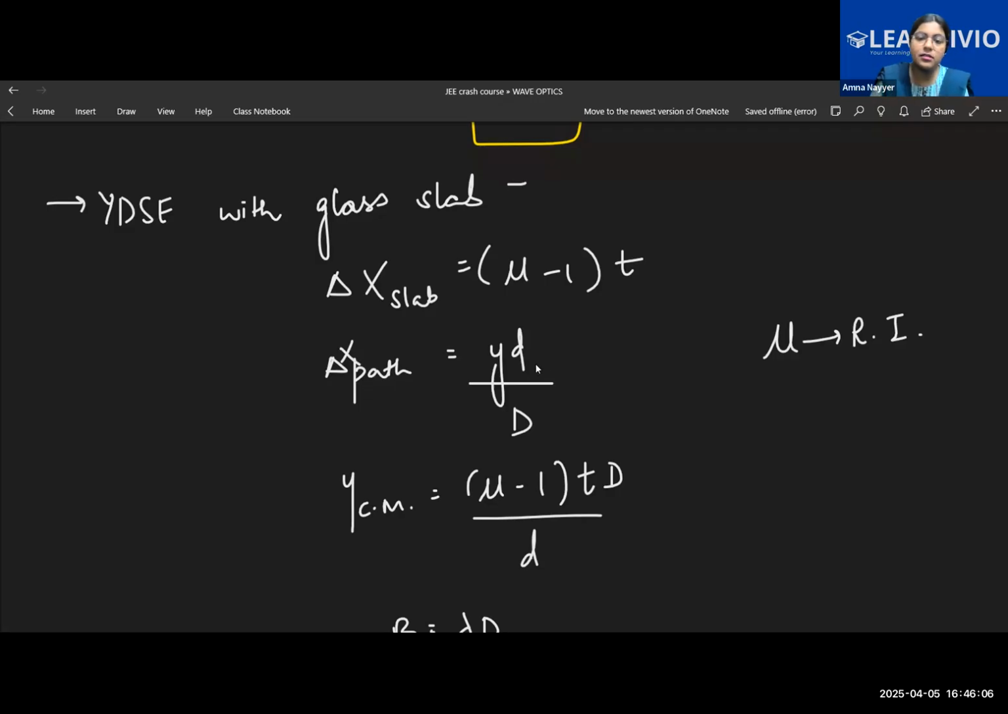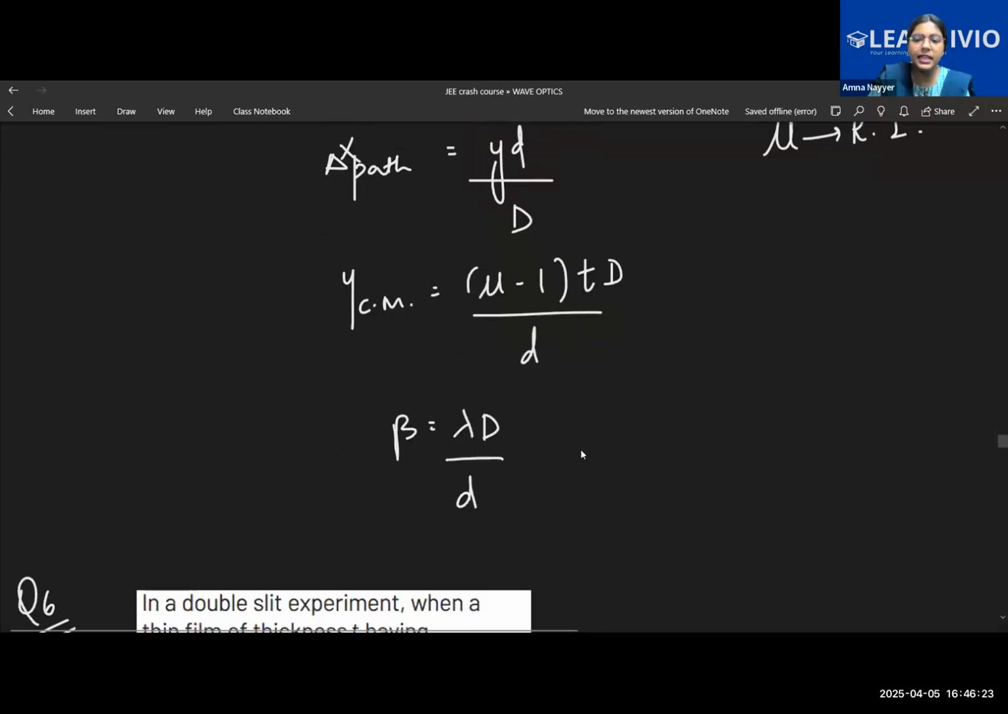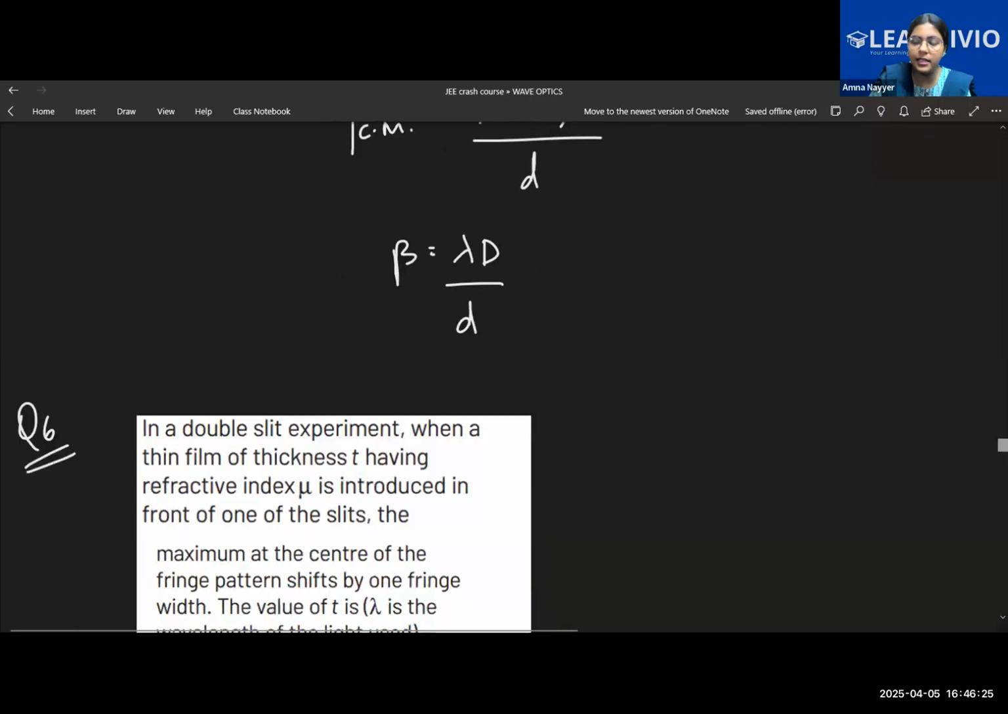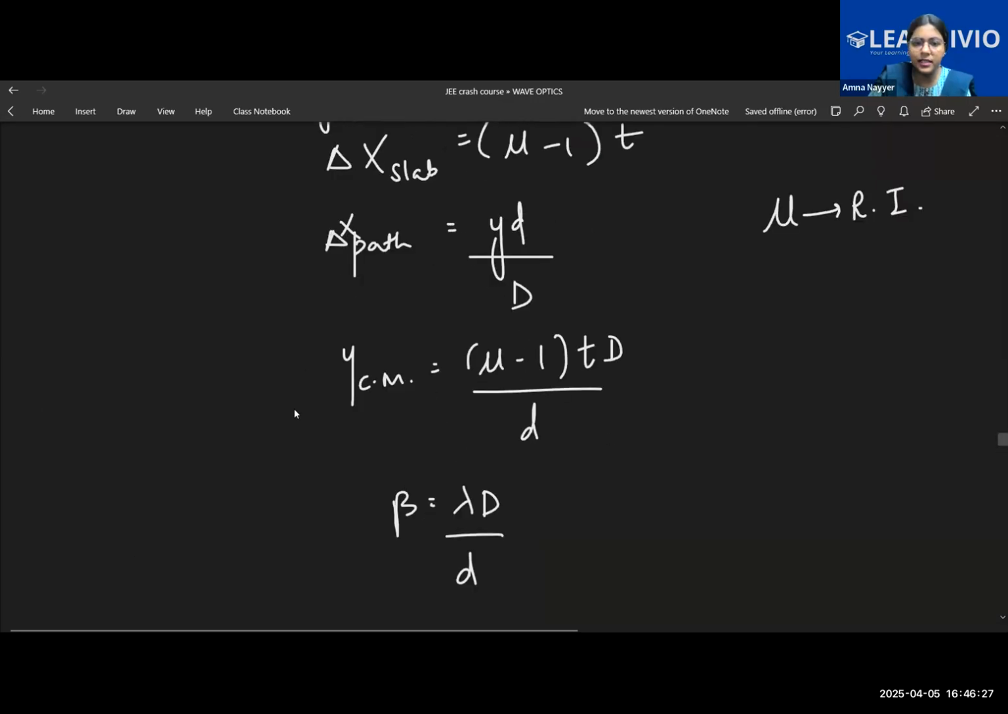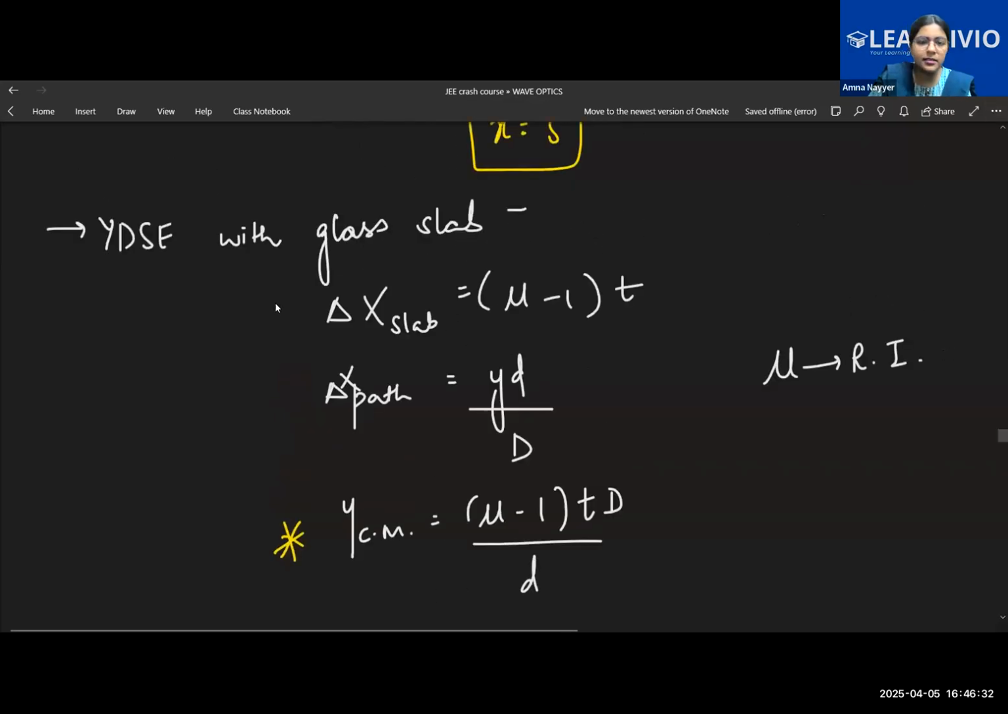Then the path difference's formula is y small d divided by capital D. But when you have to calculate the shift of the central maxima, we always write this as delta x D by d. So delta x is (mu minus 1) t D by d. And then you have beta as lambda D by d. So fringe width doesn't change, but this is important: Y_CM and this delta X slab. This is very important. This can come as it is, and in one question you will notice it has come as it is.